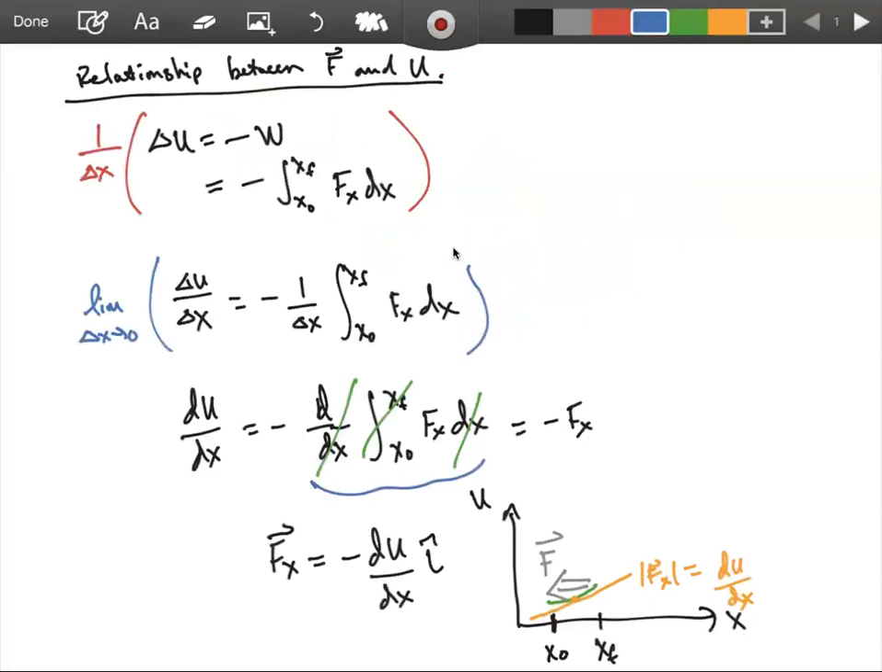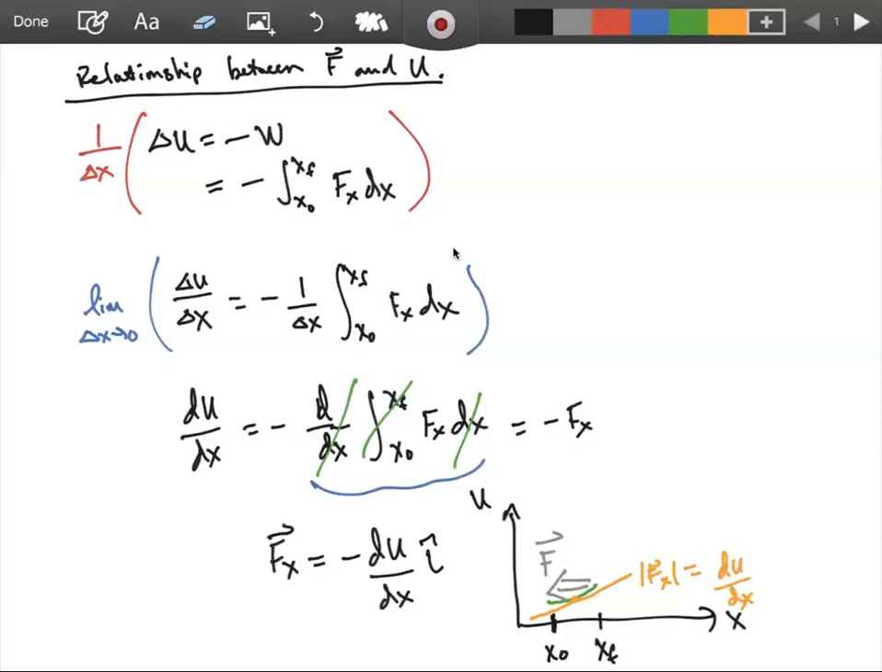But going back to this picture, basically all it means is, again, if I have a change of potential energy going from one point to another point, then there had to be a force. And the direction of that force is just opposite to the direction of the change of potential, which means it's just the opposite of the direction of the slope. So again, if my slope is positive, that means my force is in the negative direction. But if my slope is negative, that means my force is in the positive direction.